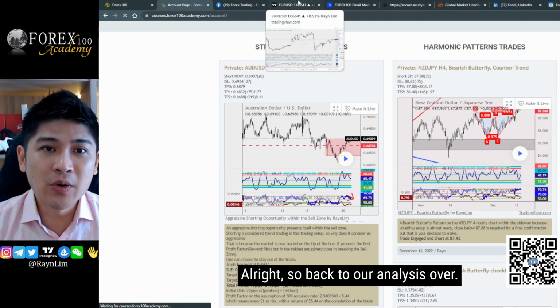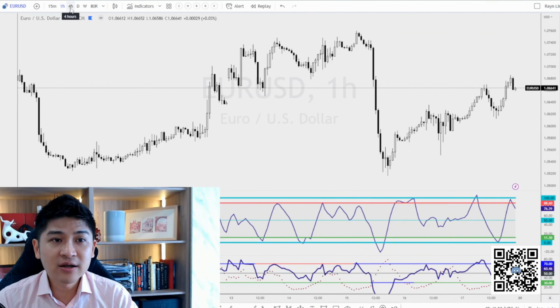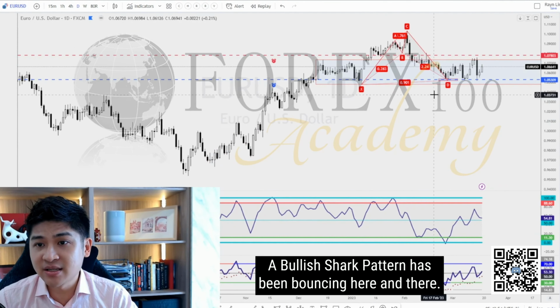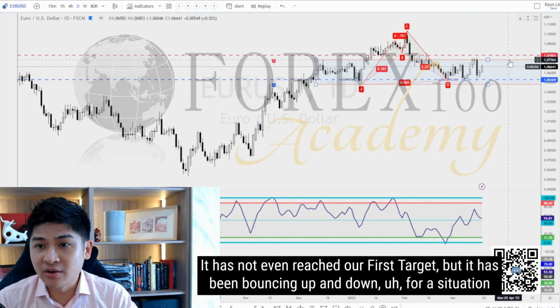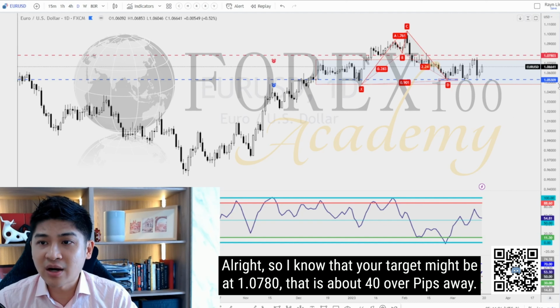All right, so back to our analysis over here. So our daily chart, let me share with you my analysis. A bullish shark pattern has been bouncing here and there. It has not even reached our first target, but it has been bouncing up and down. For a situation like this, traders have to take note of 1.0736. All right, so I know that your target might be at 1.0780.